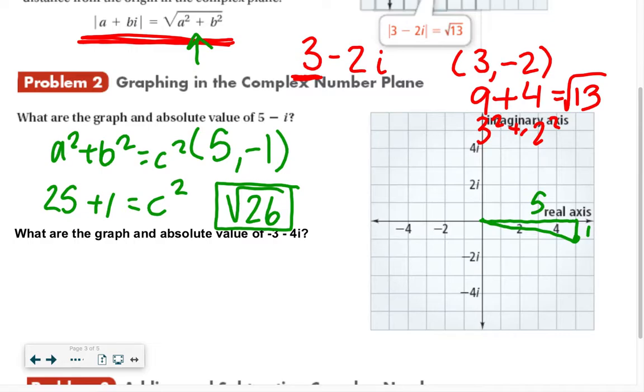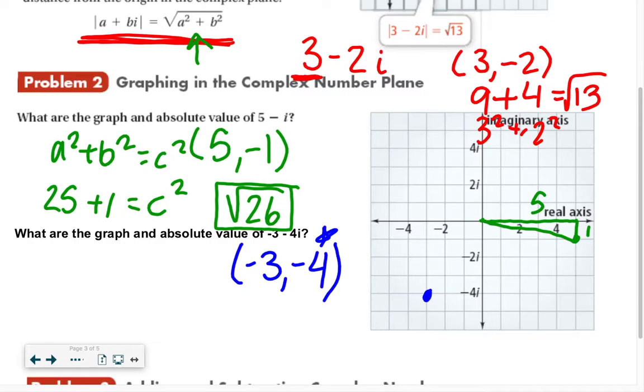Okay. Got kind of cut off, but what's going to be my coordinates of this next one? Negative 3, positive 4 or negative 4? Negative 4. So we got that minus there. Okay. So how do I graph that? Left 3, down 4, yeah. So that's the point, negative 3 minus 4i. That's its point. These are its coordinates.